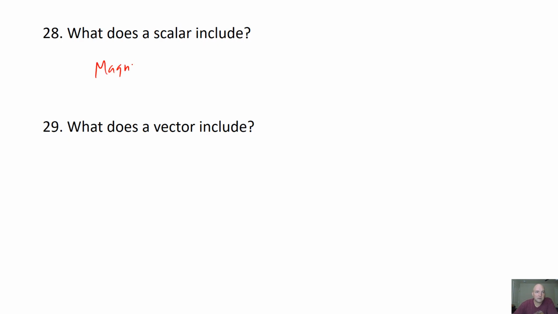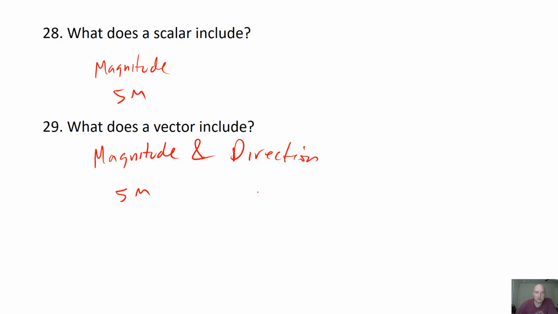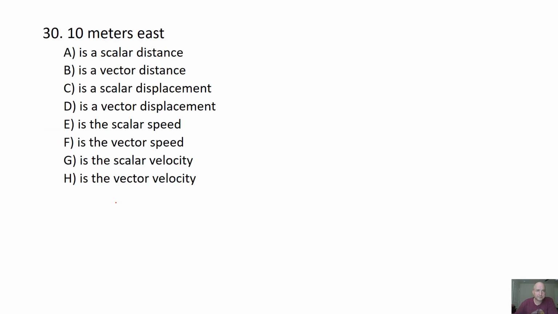What does a scalar include? That's going to include a magnitude and that's it. And then a vector includes magnitude and direction. And just as a reminder, this would be like 5 meters, and this would be like 5 meters south. And if I ever ask you just for the magnitude of a vector, you just leave off the direction. Even though it still would have a direction, you just leave it off.